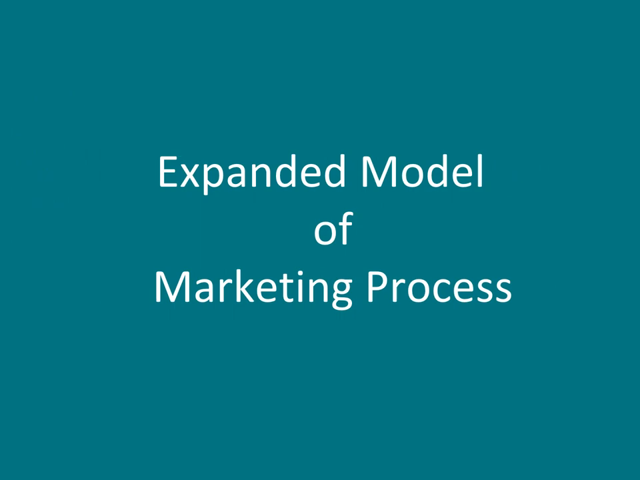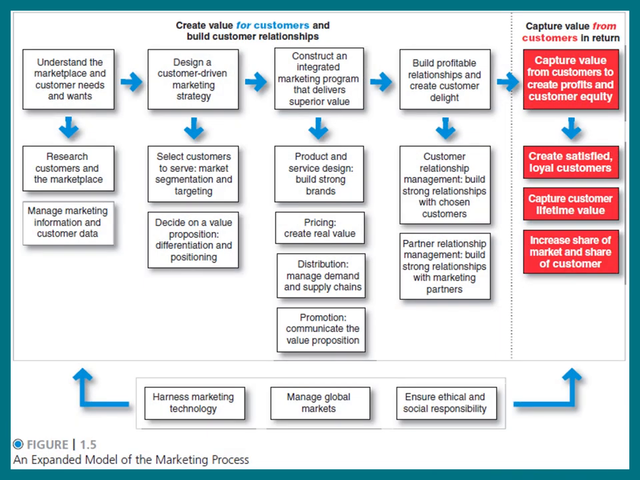Now it's the expanded model of marketing. This is the marketing process: four steps to create value and one to capture value. Step one, understand the market, I mean marketing research and MIS, the marketing information system. Two, design a customer-driven marketing strategy, which means selecting and deciding how to serve them. What's your value proposition? Three, construct an integrated marketing plan and program. It means the four P's: product, price, place and promotion. I mean place, but I mean distribution.